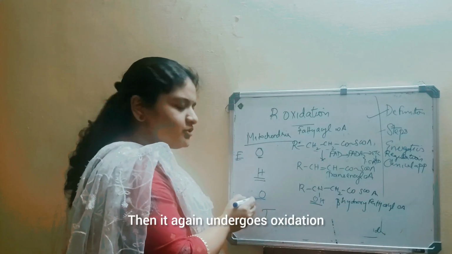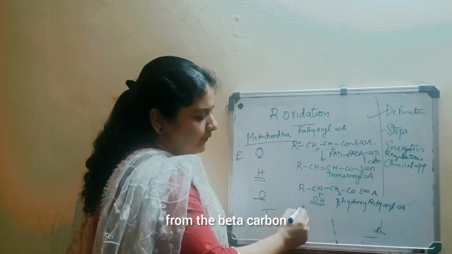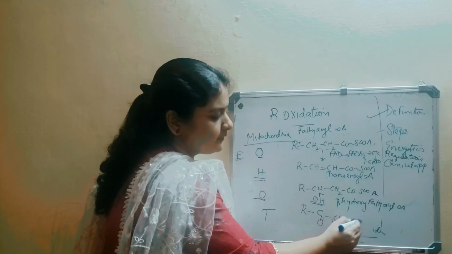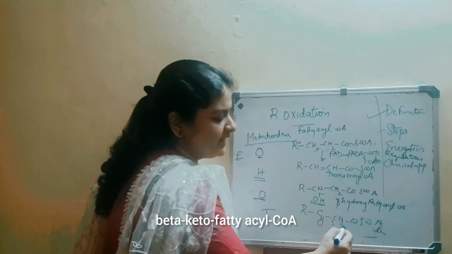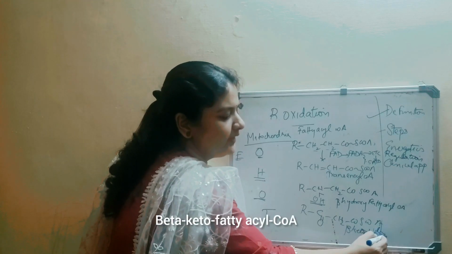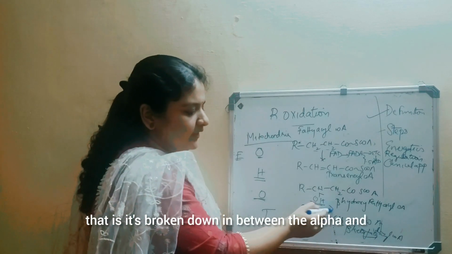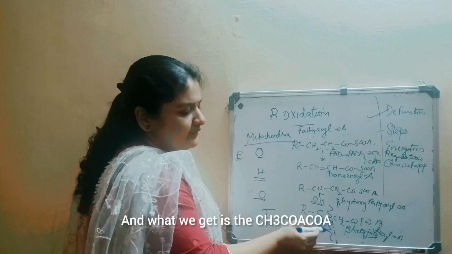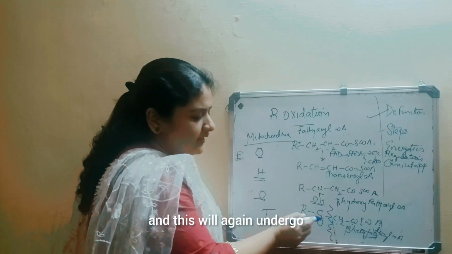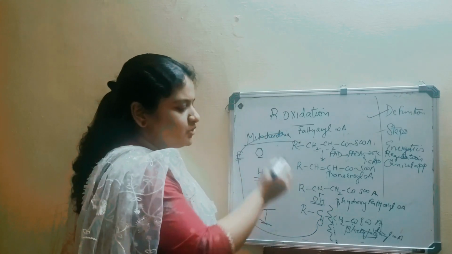Then it again undergoes oxidation. Again two hydrogen atoms are removed from the beta carbon, and what we get is beta keto fatty acyl CoA. And finally, thiolase. That is, it's broken down between the alpha and the beta. And what we get is CH3COSCoA, that is acetyl CoA, and this will again undergo beta oxidation, for the long chain fatty acids.